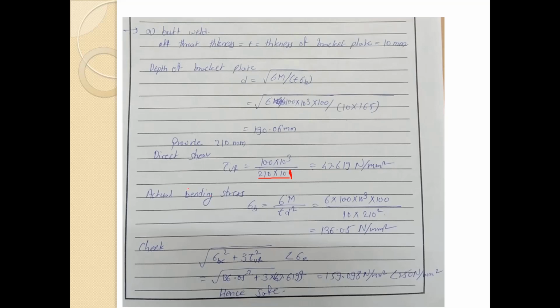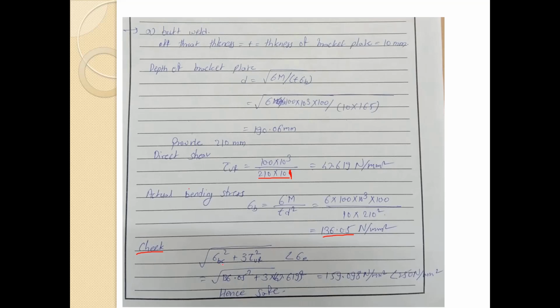And now the actual bending stress, sigma B, that is 6m divided by Td square, or rather m divided by Td square divided by 6. So I am taking this 6 over here. So 6 into 100 into 10 raised to 3 into 100, that is eccentricity, divided by T is 10 and 210 square. So we are getting 136.05 newton per mm square.